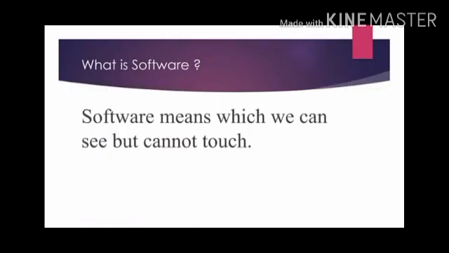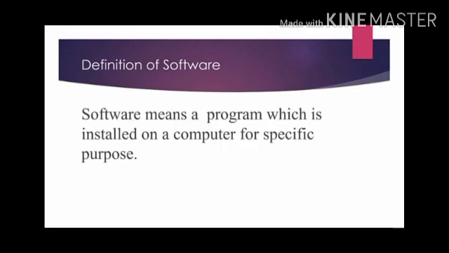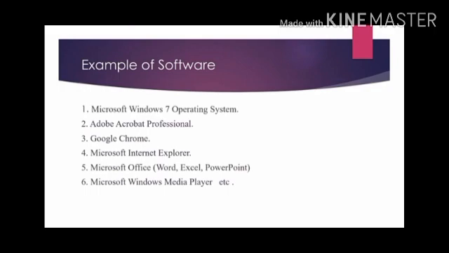So let's discuss software. Software means something which we can see but cannot touch. So this is called software. What is the definition of software? Software means a program which is installed on a computer for a specific purpose. Some examples of software are MS Paint, MS Word. There are some more examples of software: Microsoft Windows 7 operating system, Google Chrome, Microsoft Internet Explorer, Microsoft Office, Windows Media Player, etc.